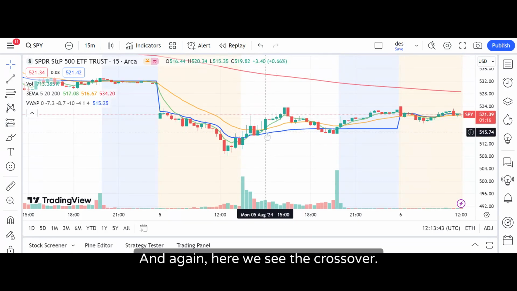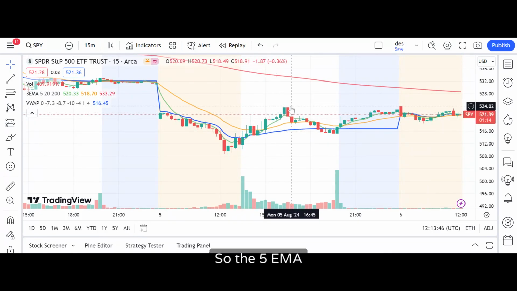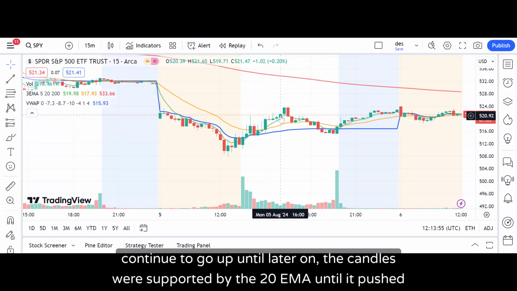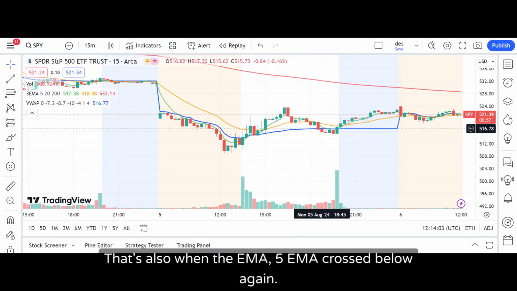And again here we see the crossover. The 5 EMA has now crossed above the 20 EMA, so sort of like a bullish trend, and these candles continued to go up. Until later on, the candles were supported by the 20 EMA until it pushed down. That's also when the 5 EMA crossed below again.